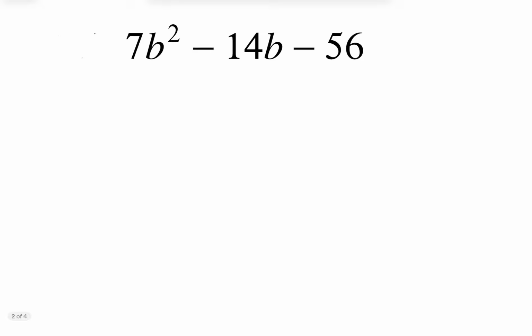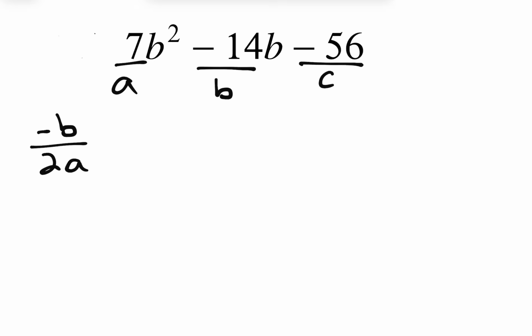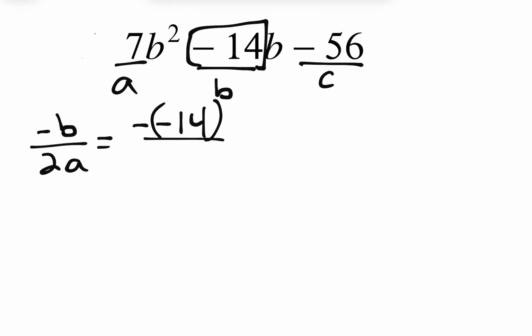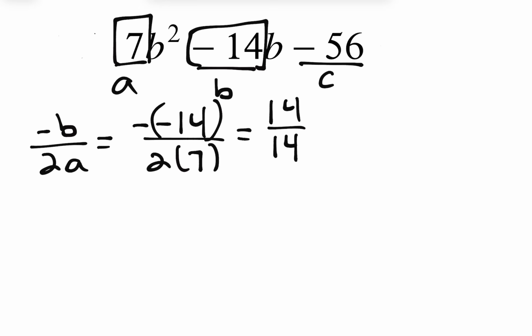So let's do another one here. We have our a with the negative, our b, and our c. So we'll use negative b over 2a, which in this specific case, our b here is negative 14, so we have negative negative 14 over 2 times a, which is 7. Negative negative 14 is simply a positive 14, and 2 times 7 is 14.